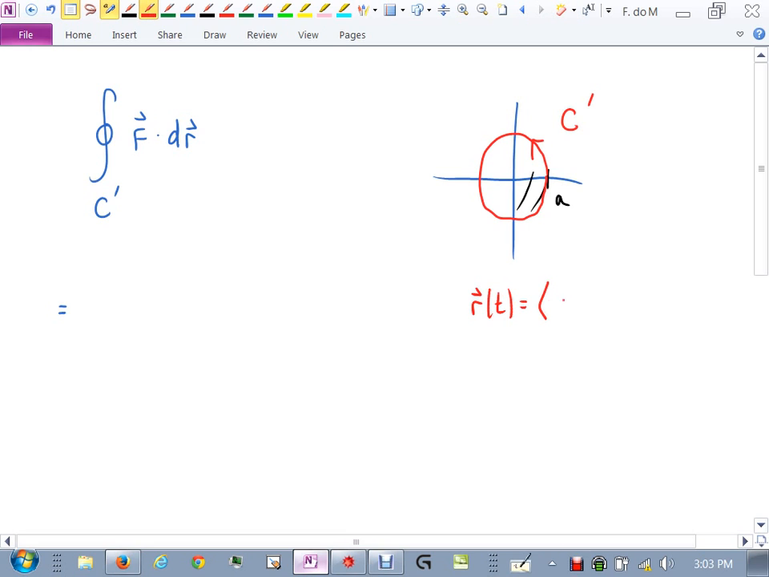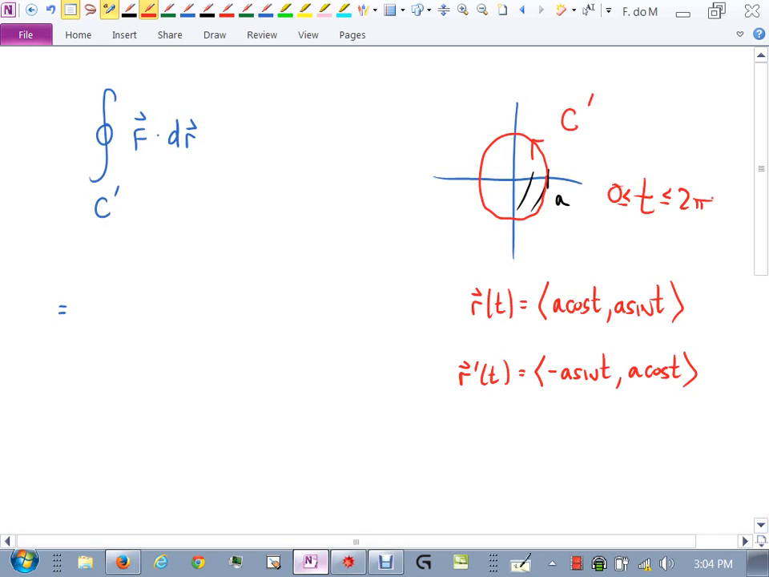What would that vector function be? A cosine t, a sine t? Okay. What would dr be? What's the derivative of this? Negative a sine t, a cosine t. Now, the way that this works as a line integral, t goes from 0 to pi, right? I'm not going to a double integral. I'm sticking to line integral. We need to dot f with dr, right?